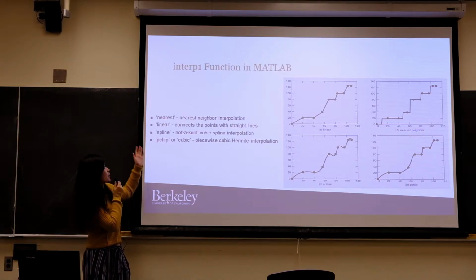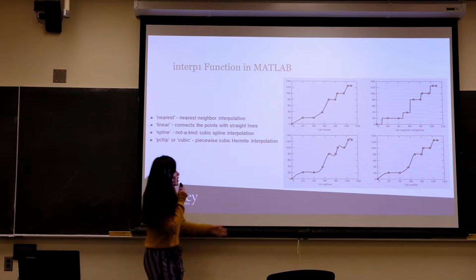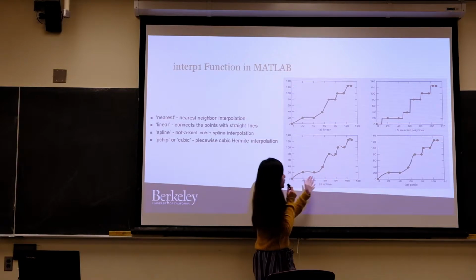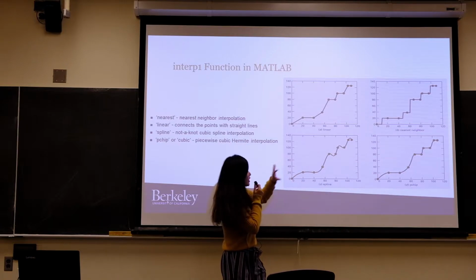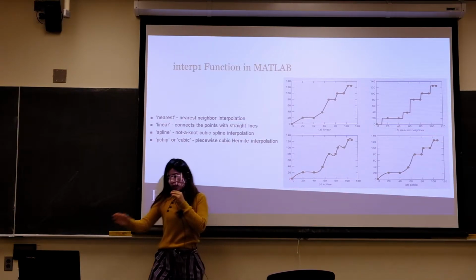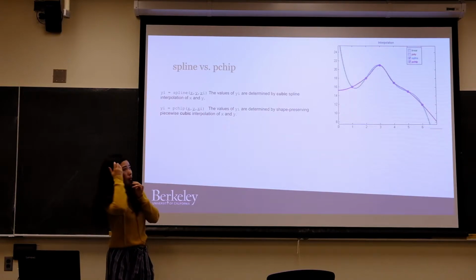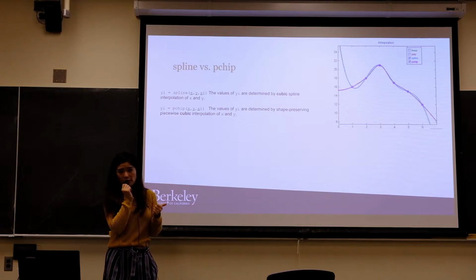Then the others are a little bit complex. They are spline and pchip. Let's look at these pictures. And we could see between each 2 points, they are not straight lines anymore. They are curves. So let's talk about this more. What's the similarity and what's the difference between these two methods?